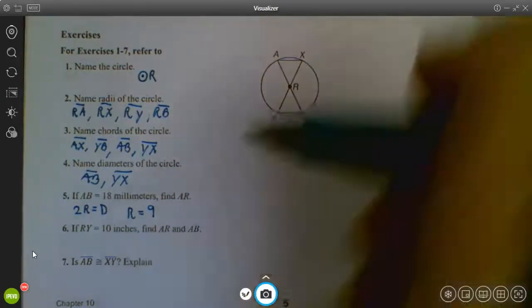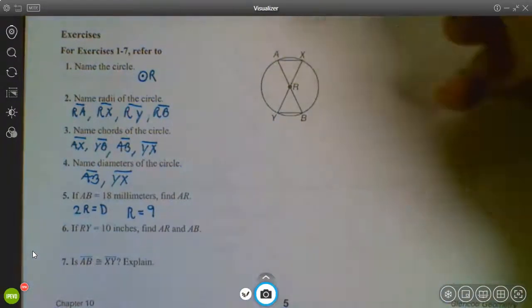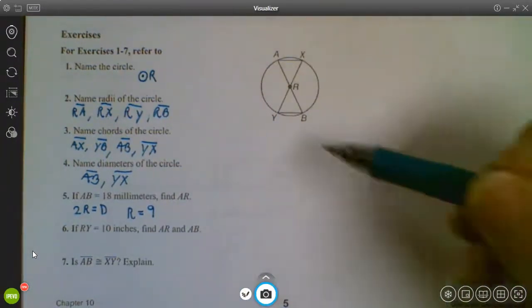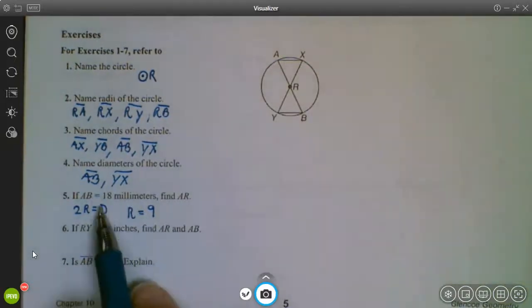They're all 9, right? So if this were true, then that would make AR 9, that would make XR 9, BR is 9, and YR is 9. All those would have to be 9 under this scenario.